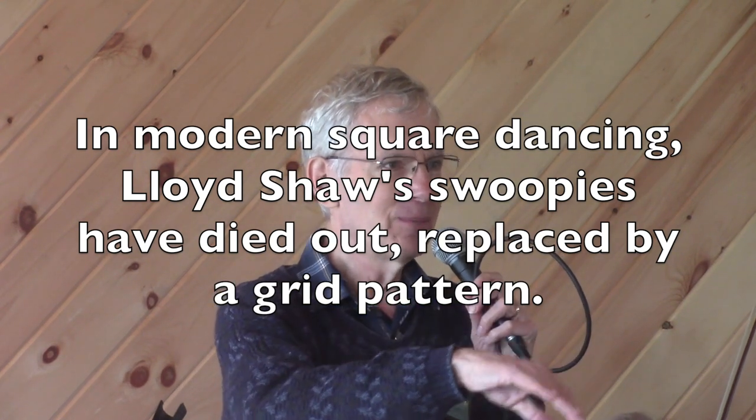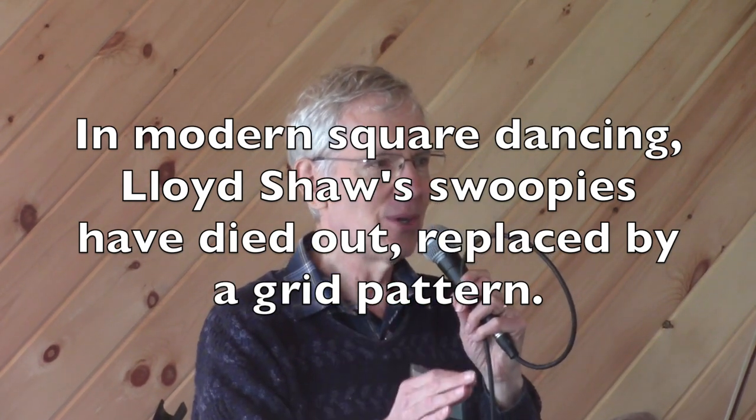But the irony is that in modern square dancing, the club movement, the swoopy figures have died out completely, and just about all the choreography now is on a grid pattern, and it feels more like the quadrilles than it does like the traditional Western dance. So there's really nothing Western about the modern so-called Western square dance, except for some of the costumes, and even those are going by the wayside as more and more groups get rid of their dress codes. Okay, that's enough yak. So here we go.